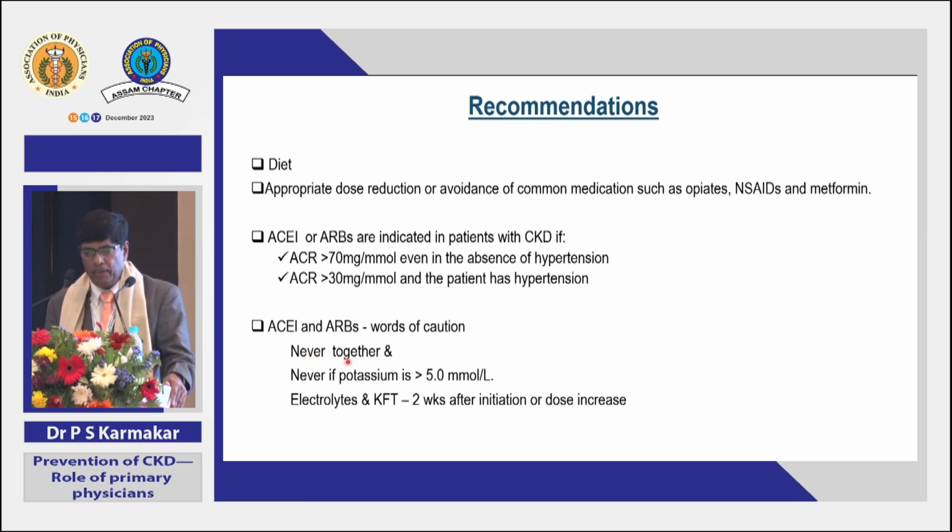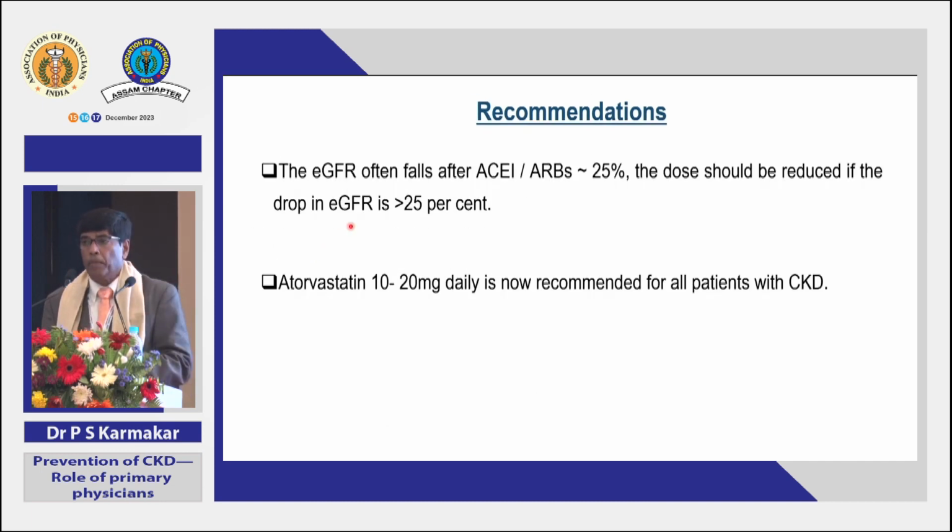Now ACEI and ARB, word of caution. What is the word of caution? Never combine these two things. Never use them if potassium is more than 5 millimole per liter. And check electrolytes and kidney function test 2 weeks after initiation or dose increase. We usually don't repeat kidney function tests, in the form of creatinine or potassium, until 2 weeks after initiation of ACEI in those who have chronic kidney disease. Why is this so necessary? Because ACEI and ARB will definitely reduce your GFR by at best 25%, and thereby the creatinine content from the basal level goes up by 1/3.